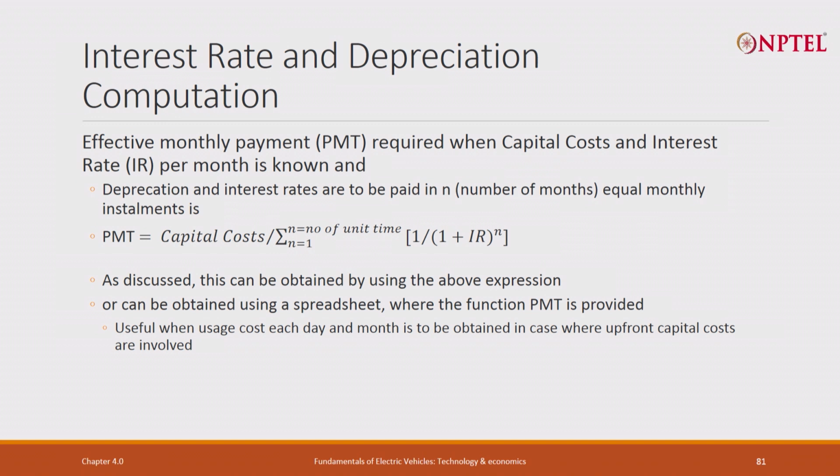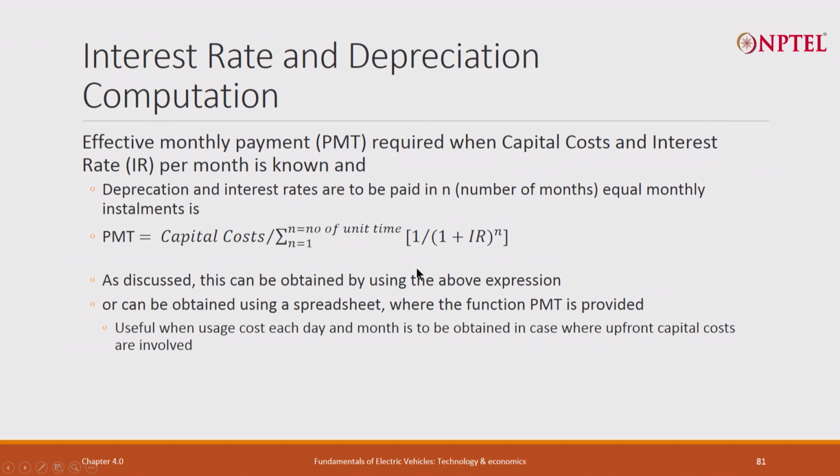You can actually do it this way: the battery cost in the numerator, and in the denominator you have 1 divided by (1 plus IR) to the power of 1, then to the power of 2, then 3, because the interest rate will impact the total. If there is no interest rate, it should have been simple. 1 to the power n will be 1, so the summation will be the number of years. So for 5 years it would have been capital cost divided by 5, but because there is an interest rate, you have to do this.